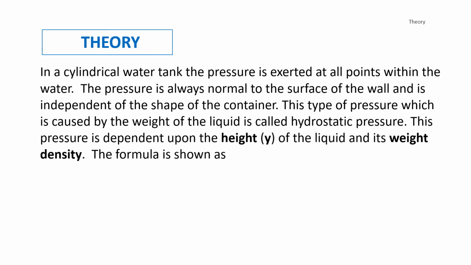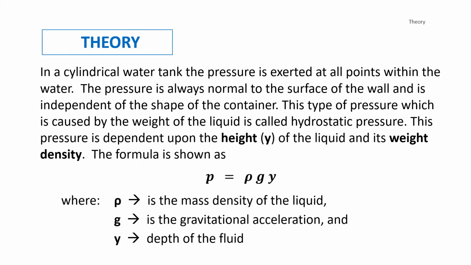In a cylindrical water tank, the pressure is exerted at all points within the water. The pressure is always normal to the surface of the wall and is independent of the shape of the container. This type of pressure, which is caused by the weight of the liquid, is called hydrostatic pressure. This pressure is dependent upon the height, y, of the liquid and its weight density. The formula is shown as pressure is equal to density, acceleration due to gravity, and height.